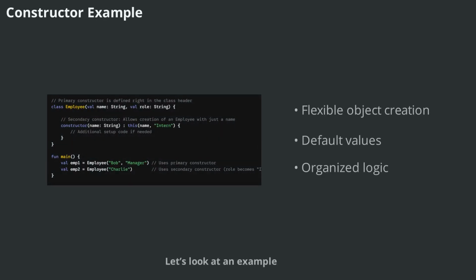Let's look at an example. The Employee class has a primary constructor for name and role, and a secondary constructor that allows you to create an employee with just a name, defaulting the role to intern. This approach makes your code more flexible and user-friendly, accommodating different ways to create objects while keeping your logic organized.